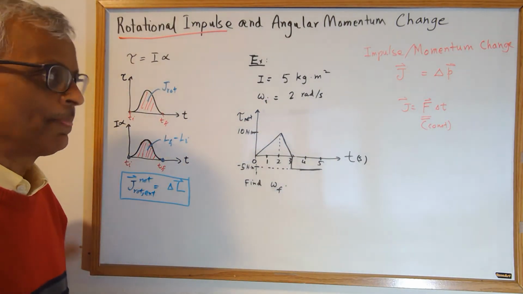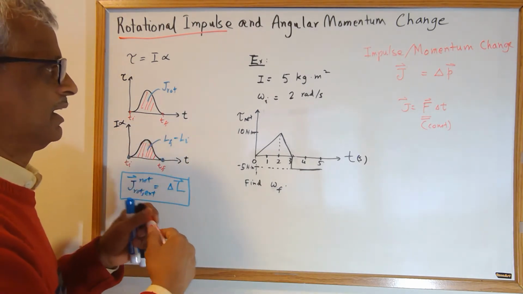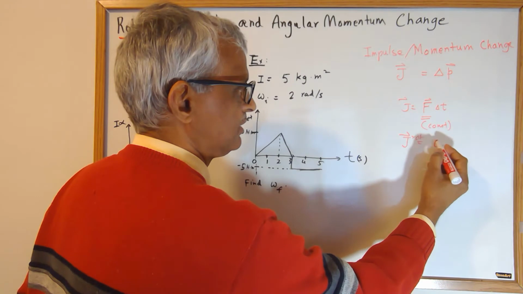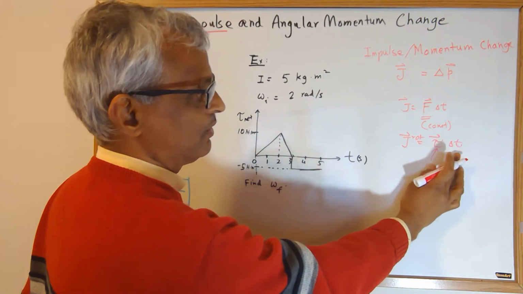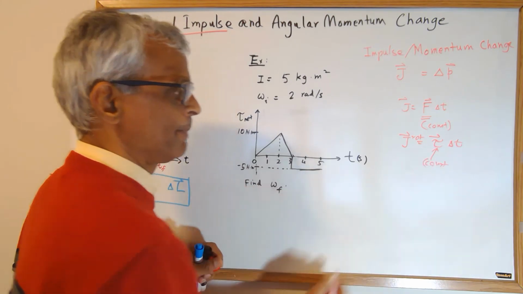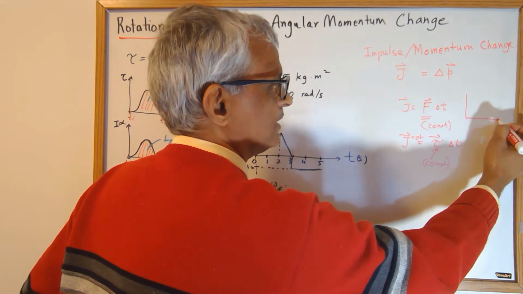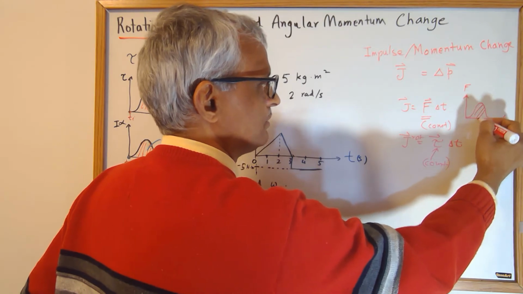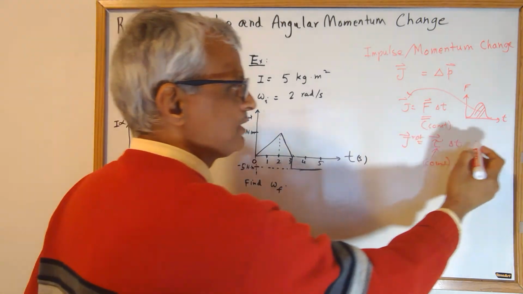and we use the symbol J for impulse. Very similar thing happens in rotational impulse, where you take torque instead of force, and how long it acted. That gives me rotational impulse. If this is constant, this is the force. If not constant, then just like when you plot F versus t, this area gives you the impulse.